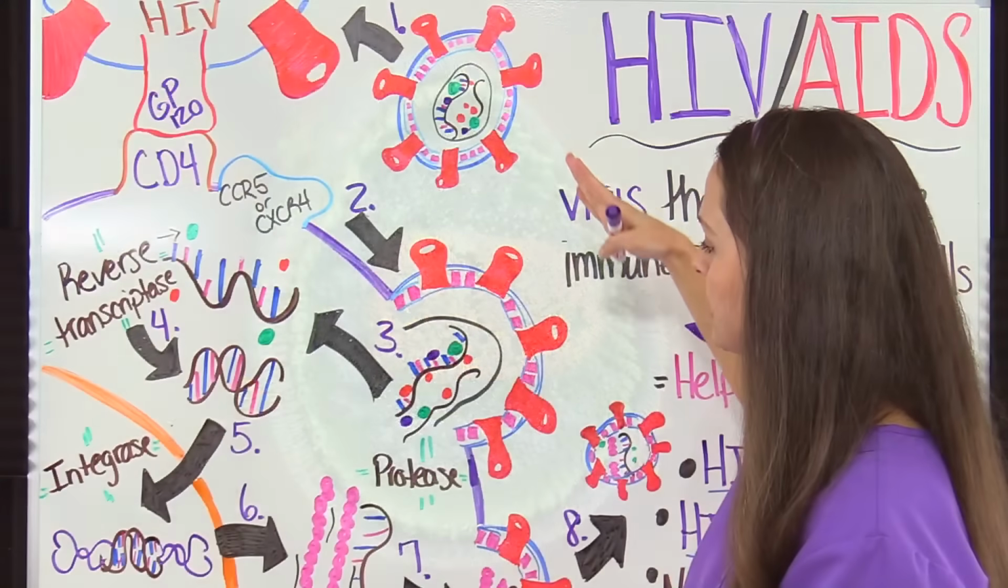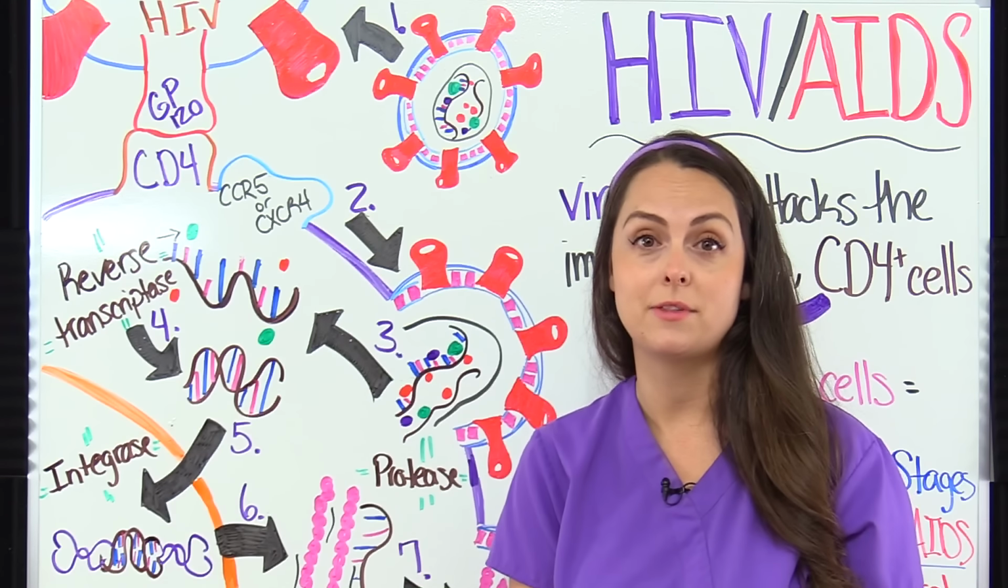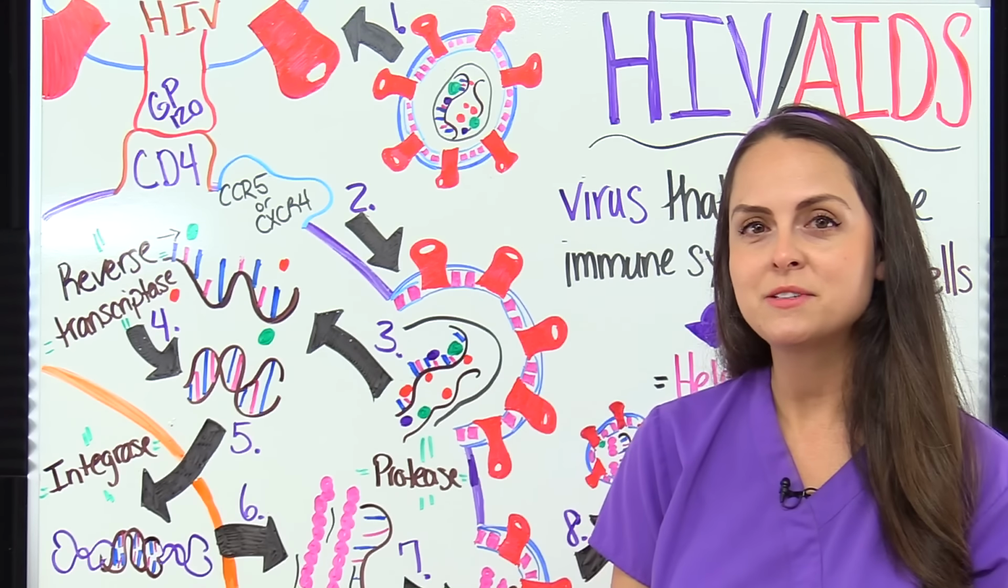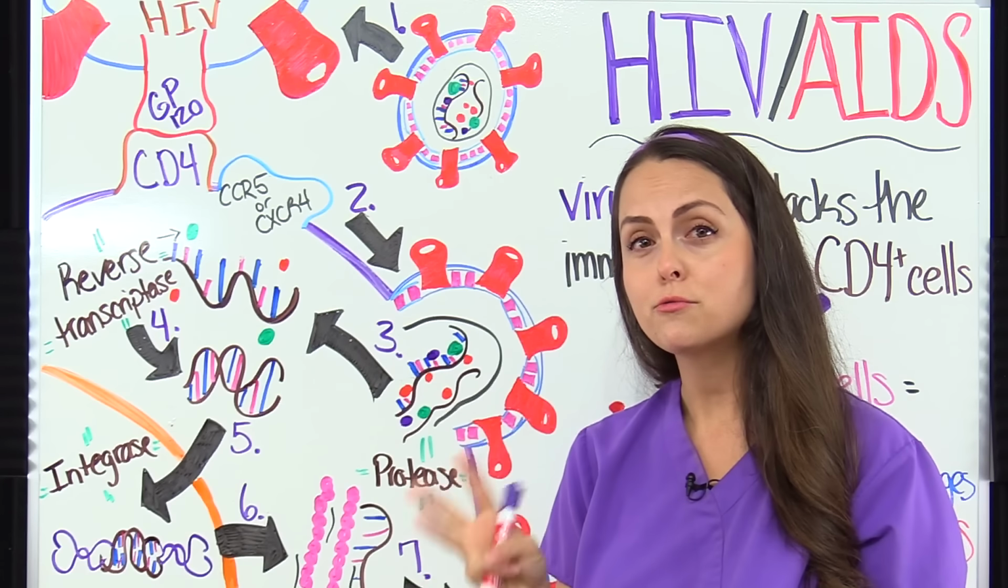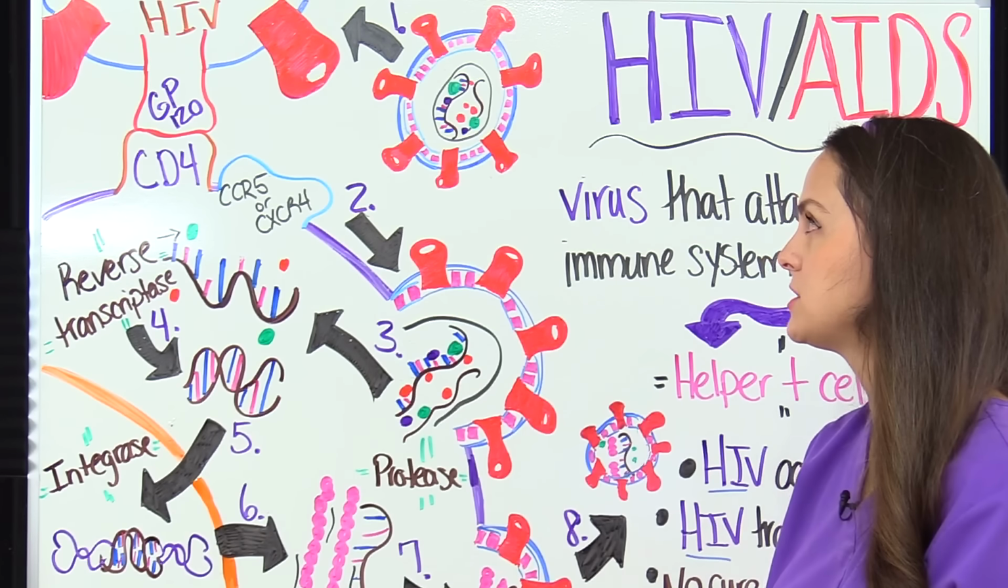Its whole goal is to get in and fuse with this cell. So it just needs to bring along the basic supplies. And I want you to remember some things that it's going to bring along. 3 enzymes. These enzymes are very important in the life cycle of HIV.